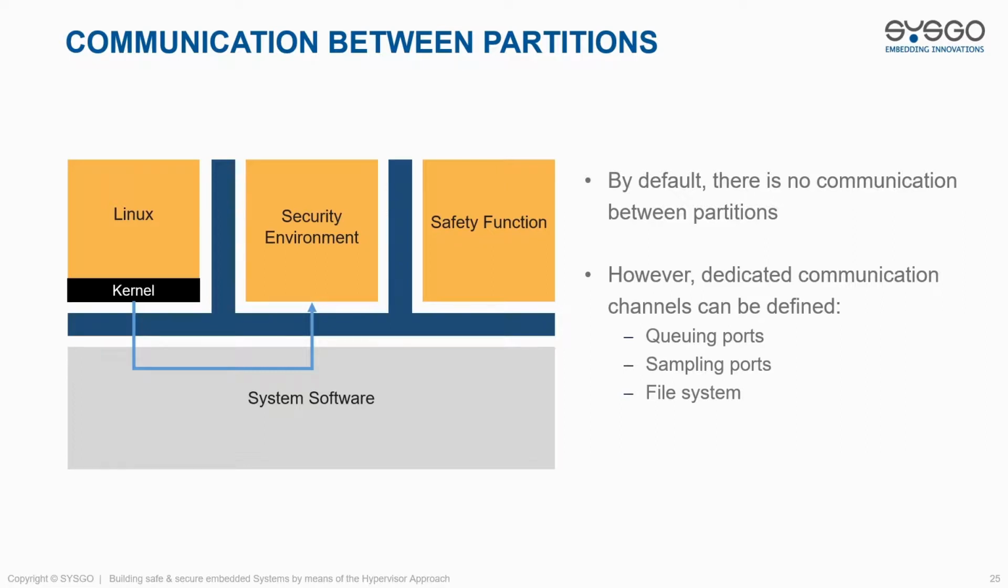The last communication method is the so-called file system, and it implies bidirectional communications between partitions, and it isn't as safe or secure as the queuing ports and sampling ports are, but it allows more flexibility in systems which need lower certifications, and it's a bit more performant.